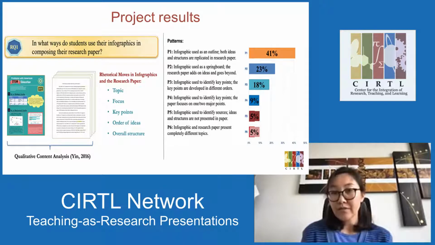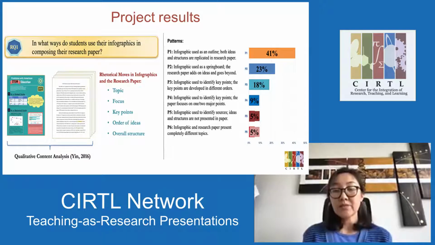I identified six patterns, and the first major pattern was that 41% of the students in this class used their infographic very strictly as an outline. Both ideas and structures were replicated in the research paper and followed the same order. About 23% of the students used their infographic as a springboard, and that is, the research paper adds on ideas and goes beyond what was presented in the infographic.